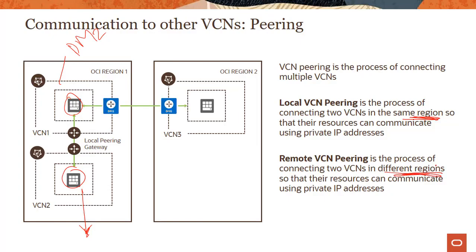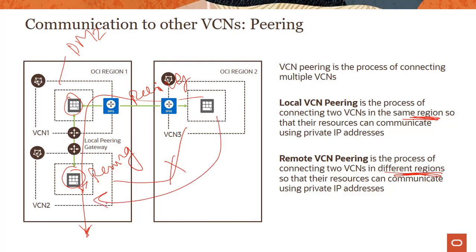Now, the thing to keep in mind is you have peering here and you have peering here. This doesn't mean that the peering is transitive. So it doesn't mean that this compute instance can talk to this compute instance. This kind of communication is not allowed. If you want this instance to talk to this one, you have to make an explicit peering connection, meaning the peering is not transitive.